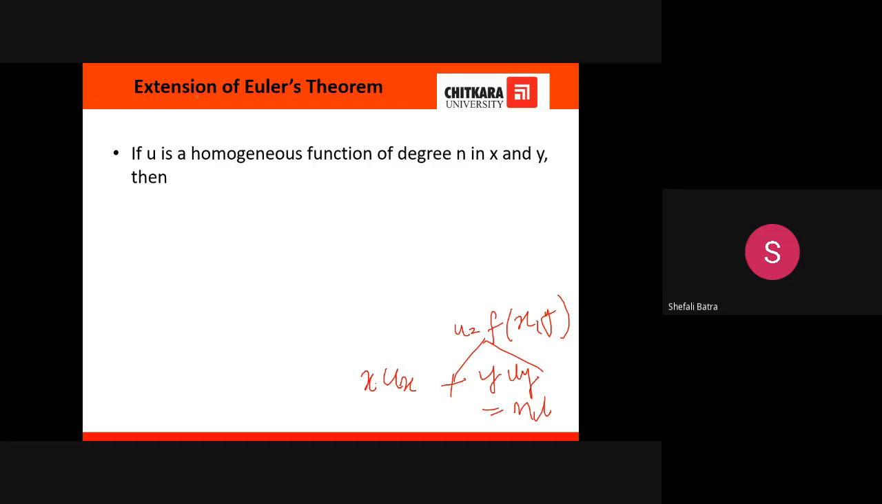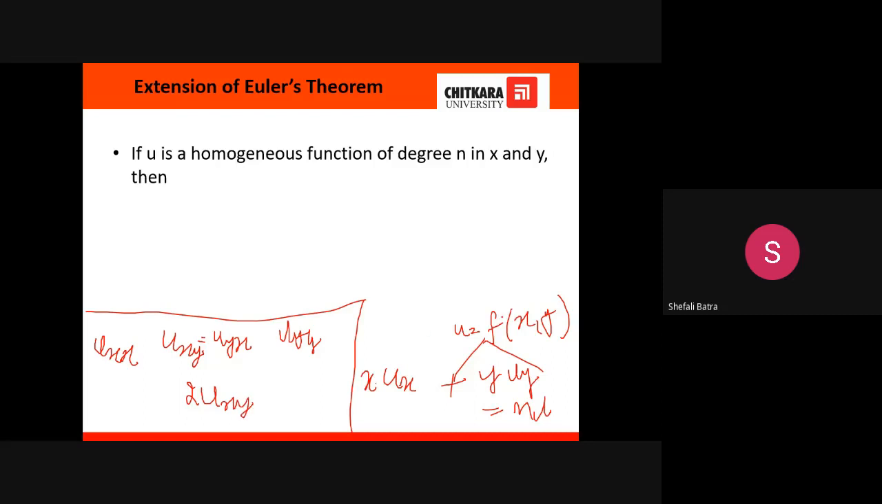Now I have told you Euler's theorem; the extension of Euler's theorem is for second order derivative. So if u is a function of two independent variables, how many second order derivatives can exist? uxx, uyy, uxy and uyx, right? And in case of a continuous function, we consider both as the same. So I can count it twice. So I will write here 2uxy.